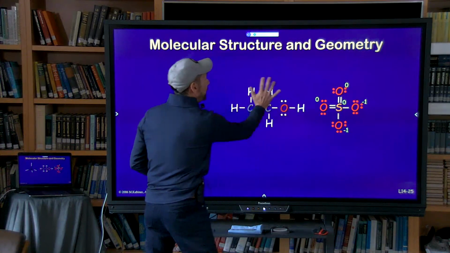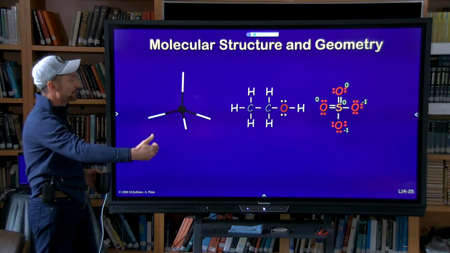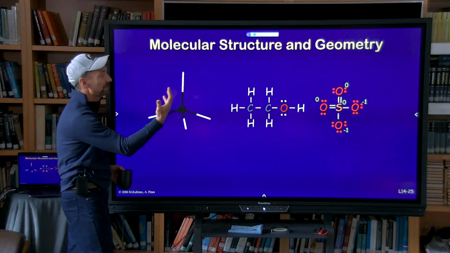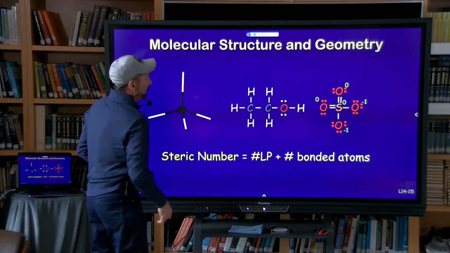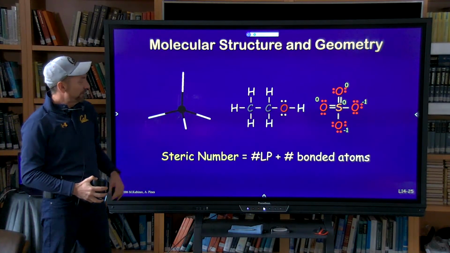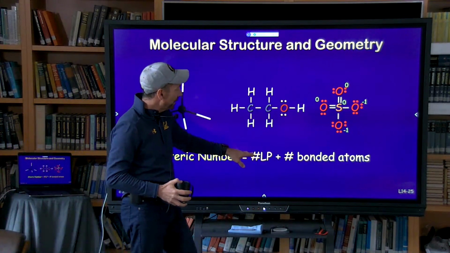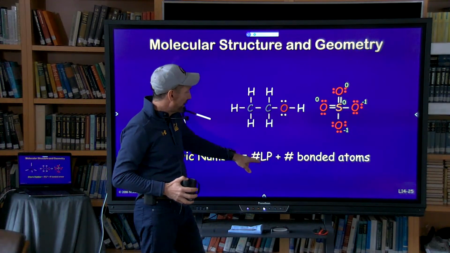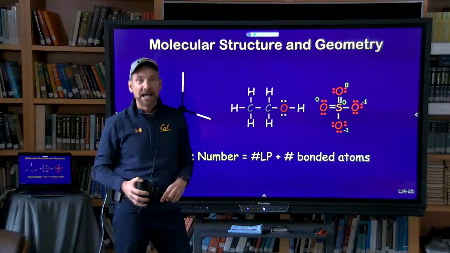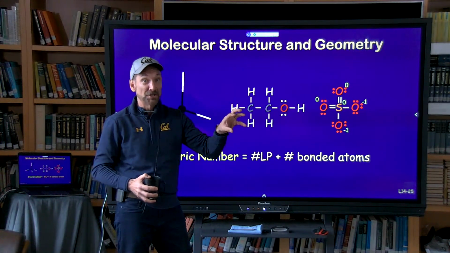This fits part of the problem. There's another layer to the problem. How do we address the layer of what it does in 3-dimensional space? What we need to do first is define something called the steric number. The steric number is you add up everything around the atom you're interested in: the number of lone pairs and the number of bonded atoms. Not the number of bond pairs, just what it's attached to.